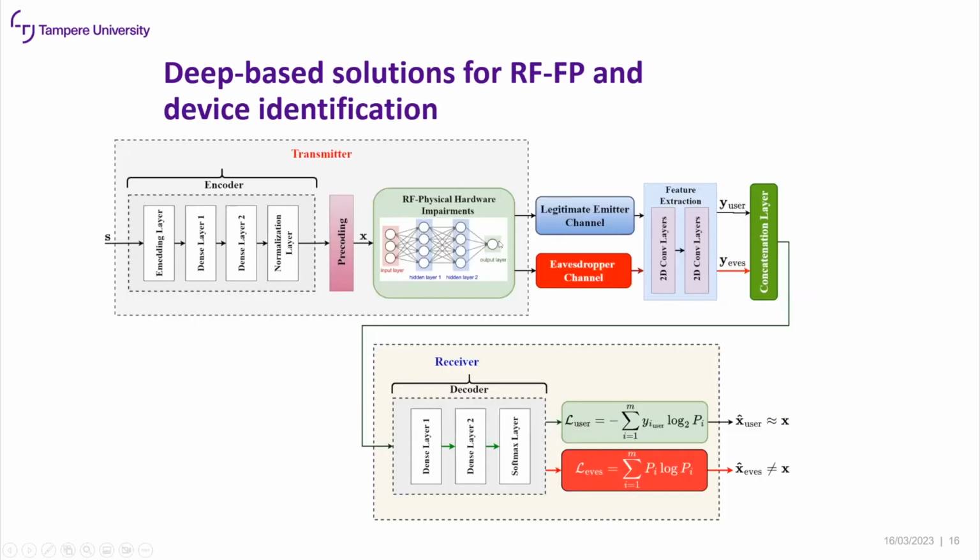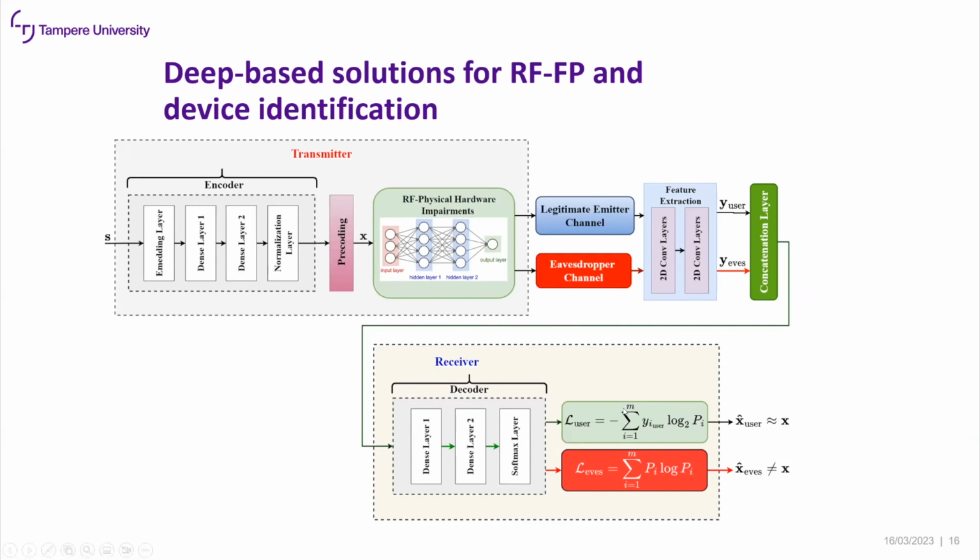So it shows an example where you have a legitimate user and you have the eavesdropper channel, and then we use this learning layer to extract the features from the signal received from the eavesdropper channel and from the legitimate user channel. And then we concatenate these and design a decoder, learning a decoder using deep dense layers. And we use different loss functions for the eavesdropper and for the legitimate user.